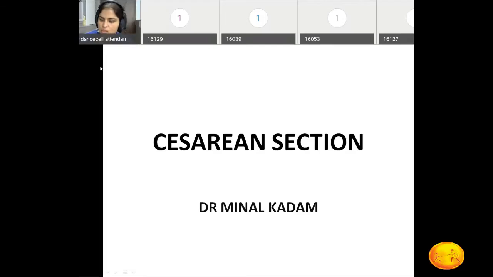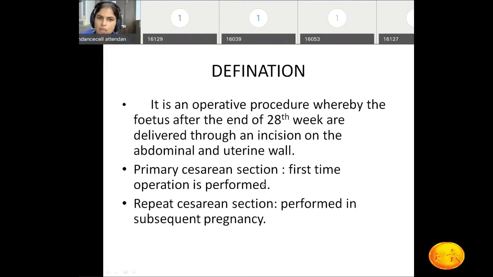So let's start it slowly. Cesarean section, as we know, is an operative method for delivering a baby. Let's start with the definition. The definition is from your Dutta.